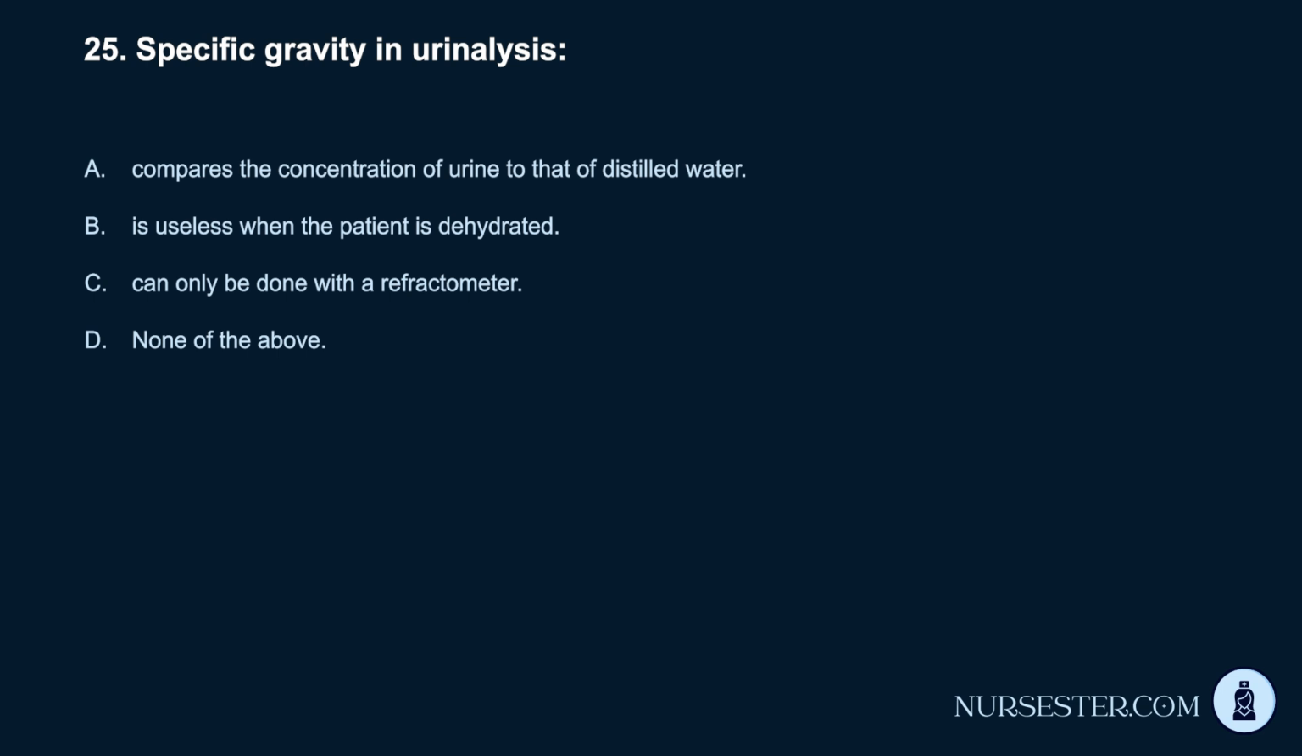25. Specific gravity in urinalysis. A. Compares the concentration of urine to that of distilled water. B. Is useless when the patient is dehydrated. C. Can only be done with a refractometer. D. None of the above. Correct answer, A. Compares the concentration of urine to that of distilled water.